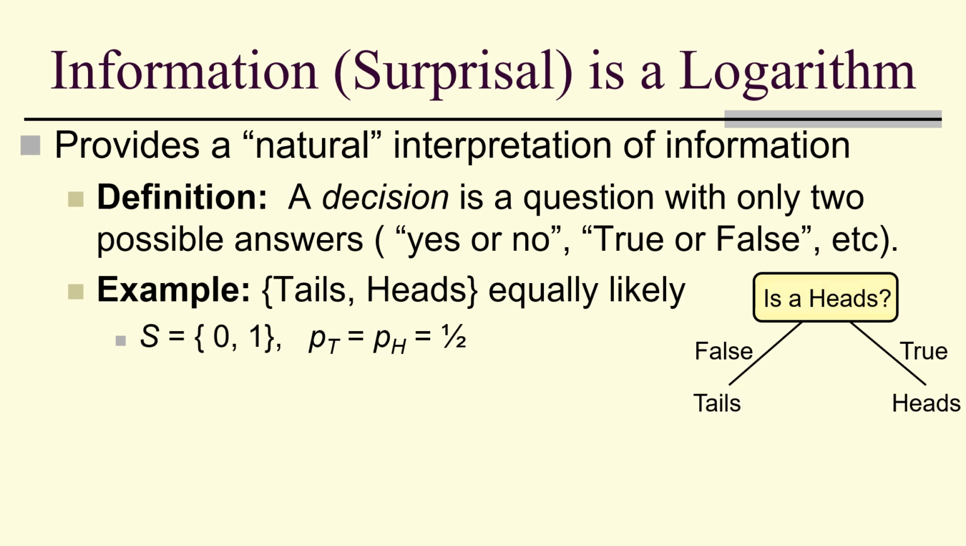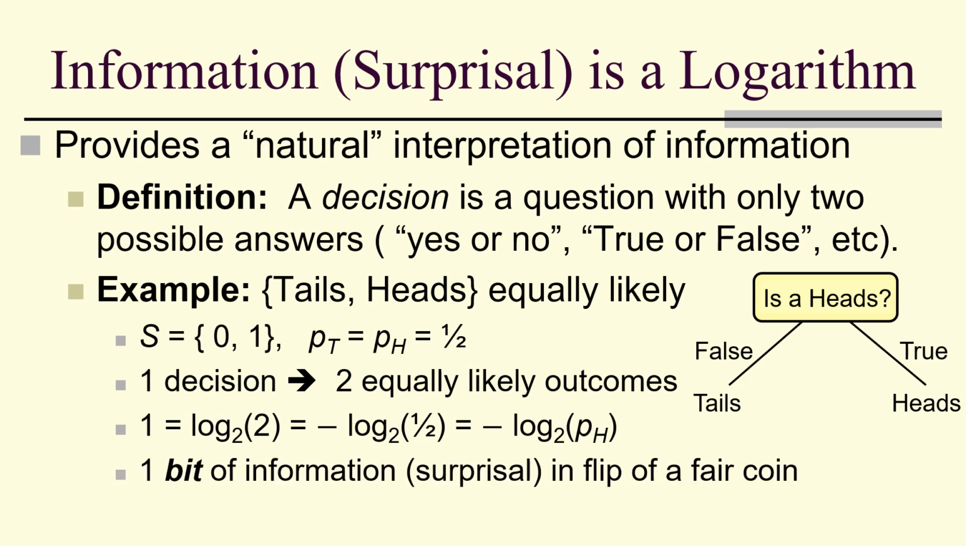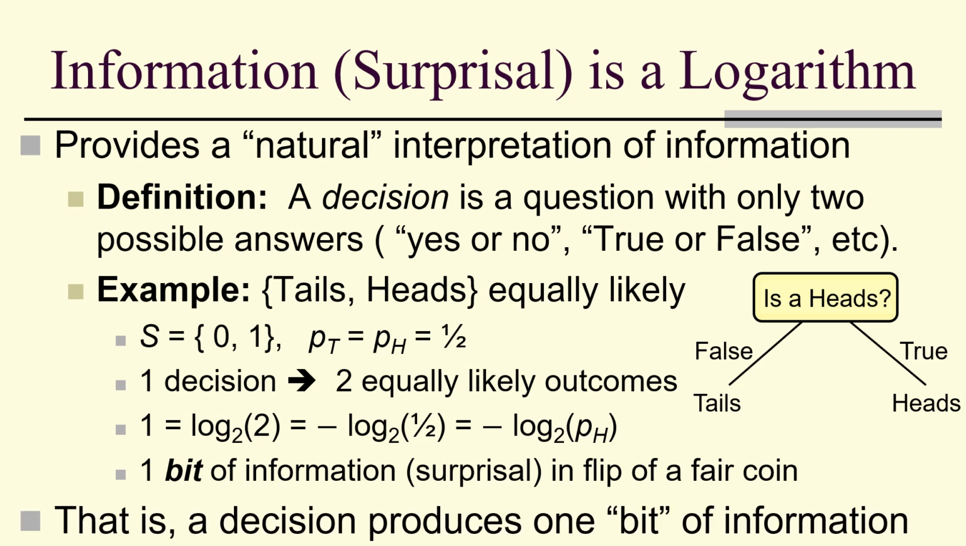Then I can find out what you got in your coin toss by simply asking you the question, is it a heads? And you'll either say yes or no, true or false, and that will tell me what your outcome is. One decision implies two equally likely outcomes. 1 equals log base 2 of 2, which is negative log base 2 of a half, which is the negative log base 2 of the probability of heads. So one bit of information, or surprisal, in the flip of a fair coin. When we use log base 2, we say that the units are bits. A decision produces one bit of information.